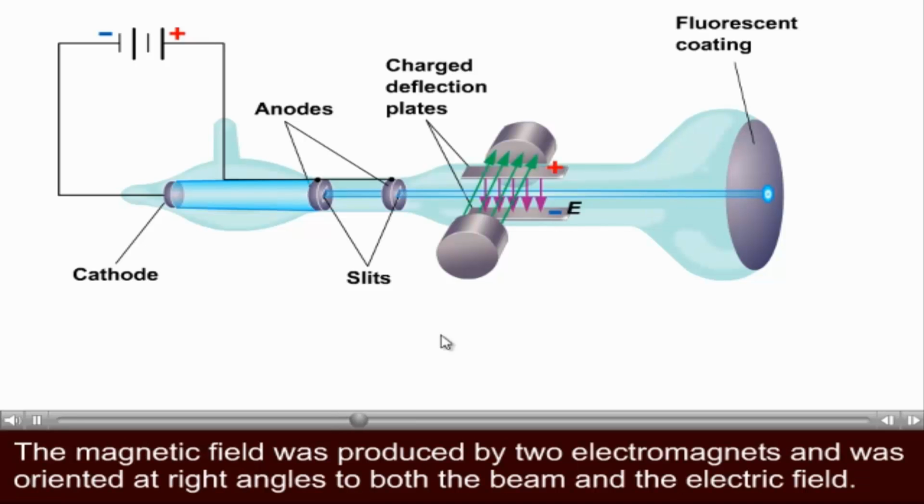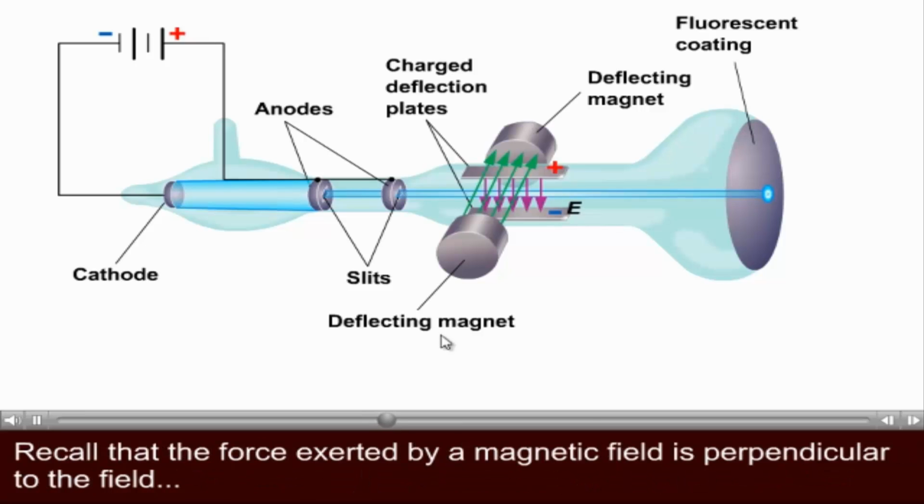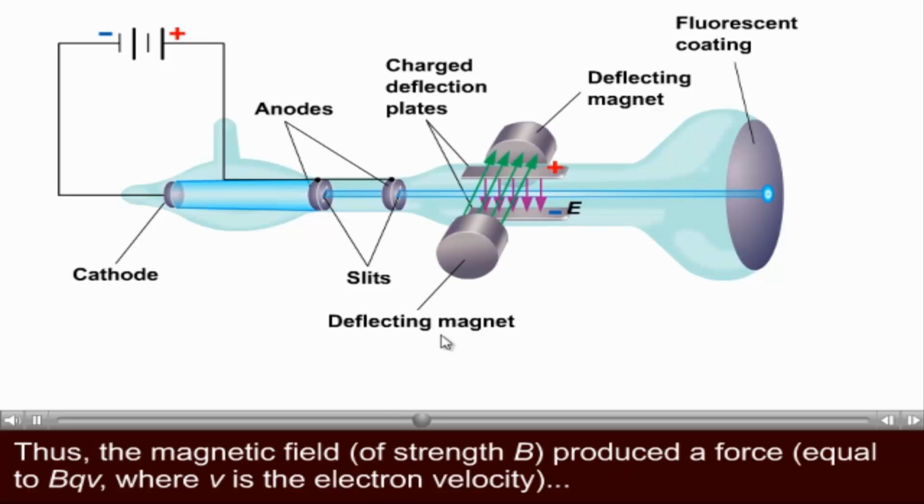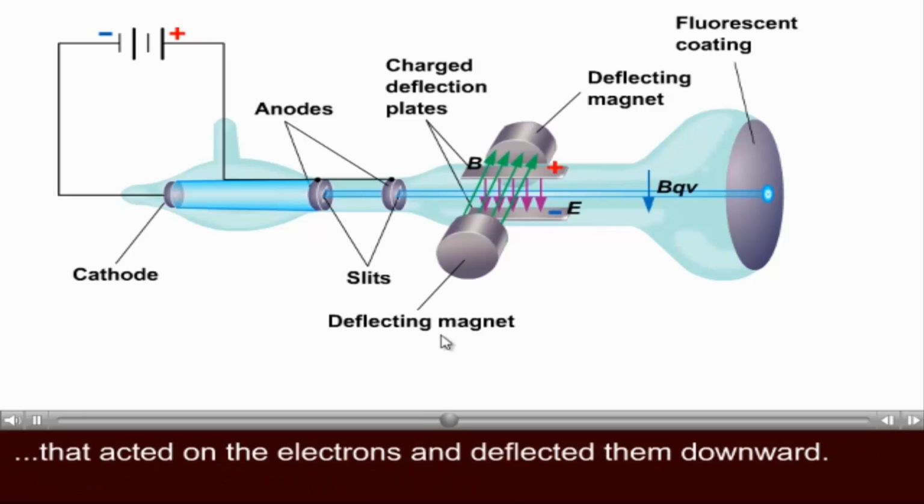The magnetic field was produced by two electromagnets and was oriented at right angles to both the beam and the electric field. Recall that the force exerted by a magnetic field is perpendicular to the field and to the direction of motion of the electrons. Thus, the magnetic field of strength B produced a force equal to BQV, where V is the electron velocity, that acted on the electrons and deflected them downward.